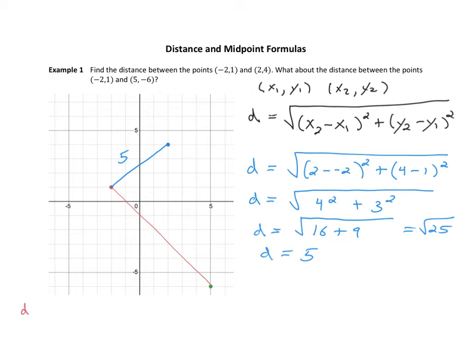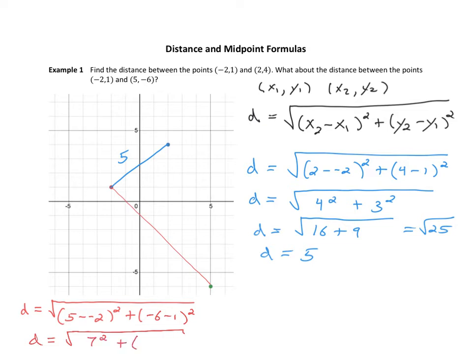Okay, so to compute the distance, it's the square root of, I'll do the difference of the two x values this way, 5 minus a -2, and you square it. And then the difference of the two y values is -6 minus 1, and we square that. All right, so simplifying this a little bit, 5 plus 2 is 7 squared, and added on to that is -6 minus 1, which is -7 squared.